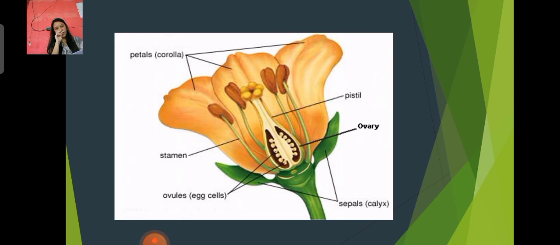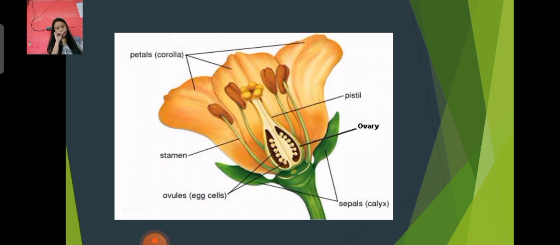Next is the ovule. Ovule is the plant structure that develops into a seed when fertilized. Another part of a flower is a pistil, the female reproductive part of a flower. Next is ovary. An ovary is a part of the female reproductive organ of a flower or gynoecium. The primary ovary function is to protect the ovules.